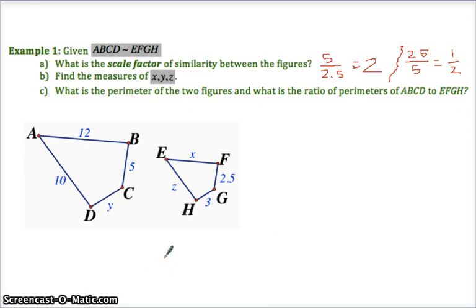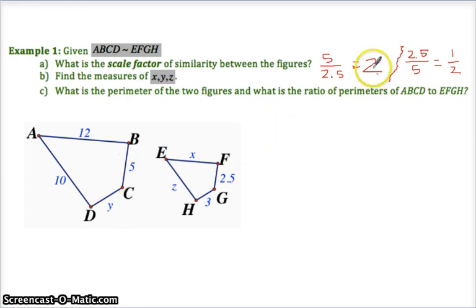Find x, y, and z. Okay, so the deal with similar is that all of these corresponding sides are in that same ratio of 2, or they all equal the same thing. So 12 is to x, like 5 is to 2.5, like y is to 3, like 10 is to z.